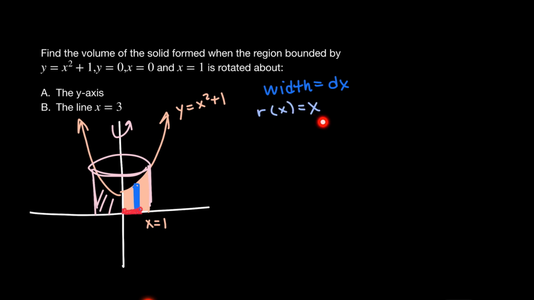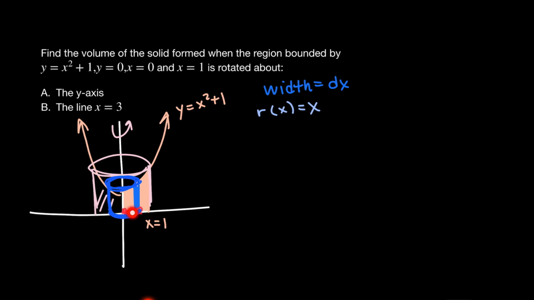The radius of my cylindrical shells, so again, we're taking this blue rectangle, we are rotating it around the y-axis to create a cylinder. And the radius of that cylinder is the distance from the axis of rotation to wherever you drew that rectangle. That's your x-coordinate. So the radius is determined by my x value.